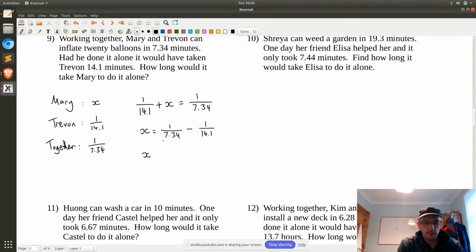1 over 7.34, take away 1 over 14.1. That is huge. 3380 over 51747. And when you flip it, the fancy way to do that is to type in ANS, that's like answer, and raise it to the power of -1. You get 15.31. That's to the nearest hundredth.